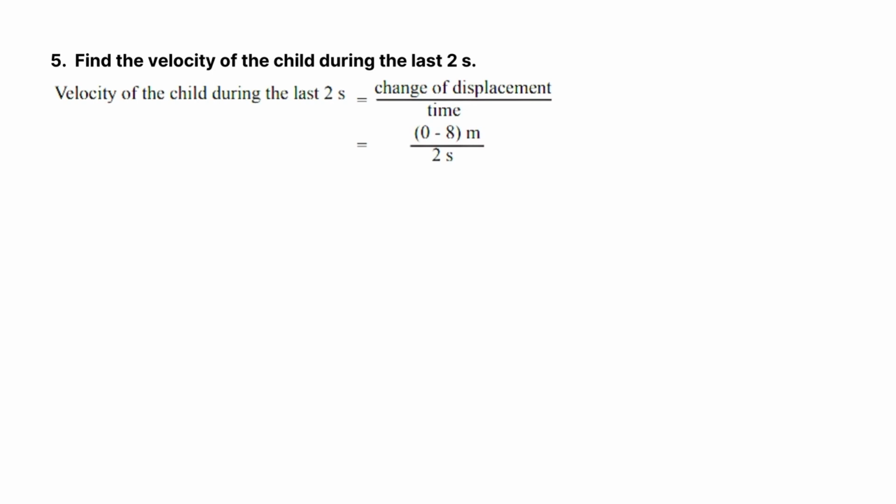So here displacement is calculated as final displacement minus initial displacement, so 0 minus 8 meters, divided by time 10 minus 8 seconds, that is going to be minus 8 meters divided by 2 seconds. So our final answer is minus 4 meters per second. Here you can see this value is a negative value, and the negative sign indicates that the child moved in the opposite direction. I hope you understand the significance of direction in relation to velocity.